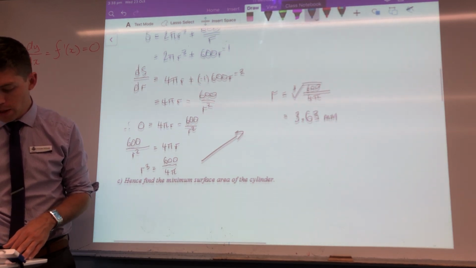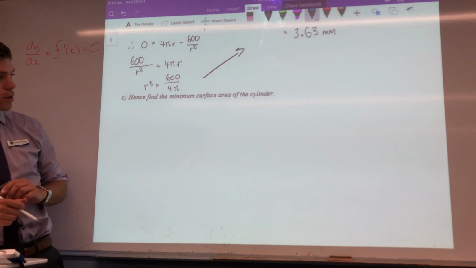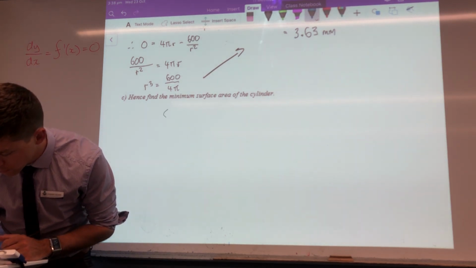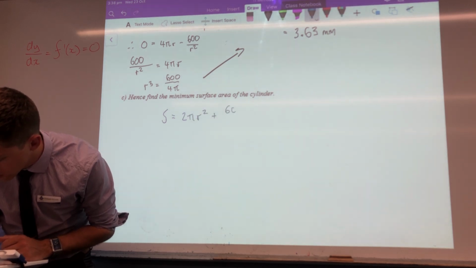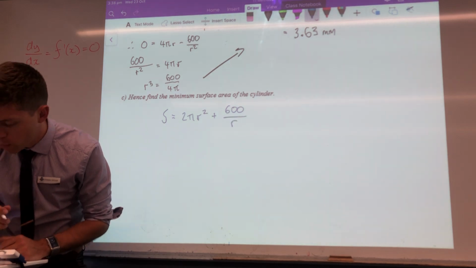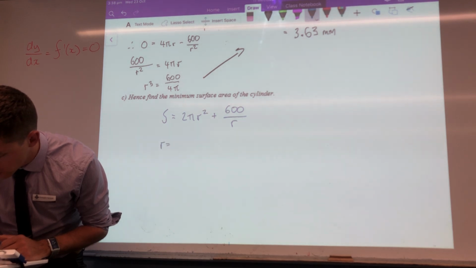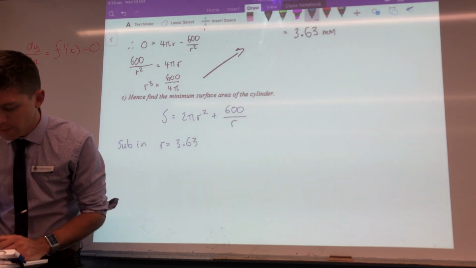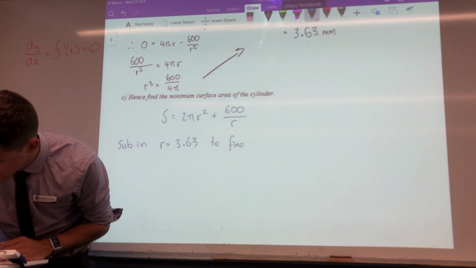All right. Hence, find the minimum surface area of the cylinder. So what we have is the original relationship between radius and surface area, 2 pi r squared plus 600 over r. And we know that the minimum surface area occurs at a radius of 3.63. So what we're going to do is sub in r equals 3.63 to find the minimum surface area.